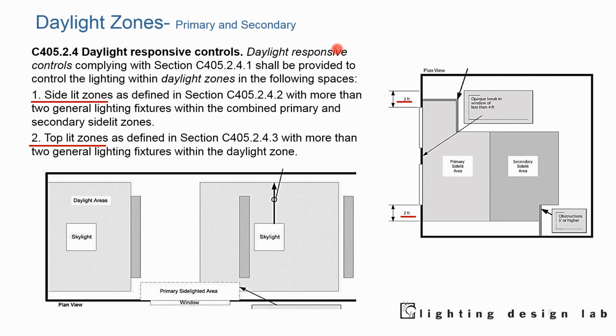Daylighting zone. So we're not going to talk a lot about daylighting. It's a pretty big chunk of the energy code, but I do want to touch on it in a couple spaces here. Primarily, we want to know, especially for people who are just starting out, side-lit zones and top-lit zones. Side-lit zones are windows where you've got daylighting coming in from the side of the building, and top-lit zones would be skylights where you have light coming in through the roof.